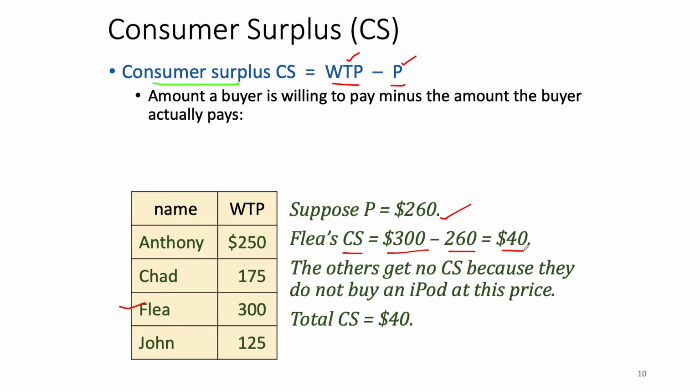The other potential consumers in this market don't receive any consumer surplus because their willingness to pay is lower than the asking price. They stay out of the market, so they don't get any consumer surplus because they don't buy an iPod at this price. So the total consumer surplus generated in this market when the price is set at $260 is basically $40, right? The price is 260, Flea's willingness to pay is 300. The difference between those two tells me what the consumer surplus looks like.